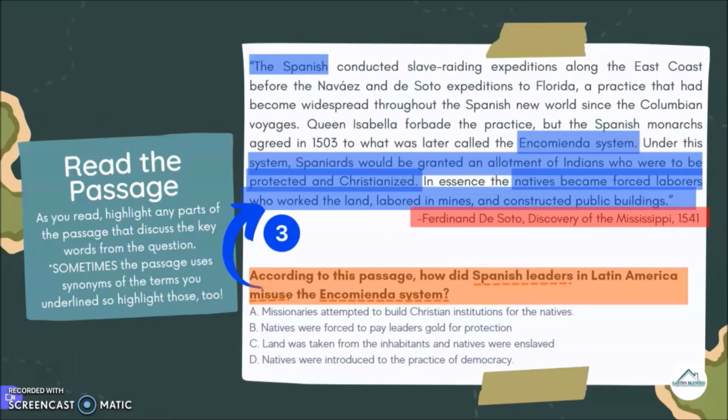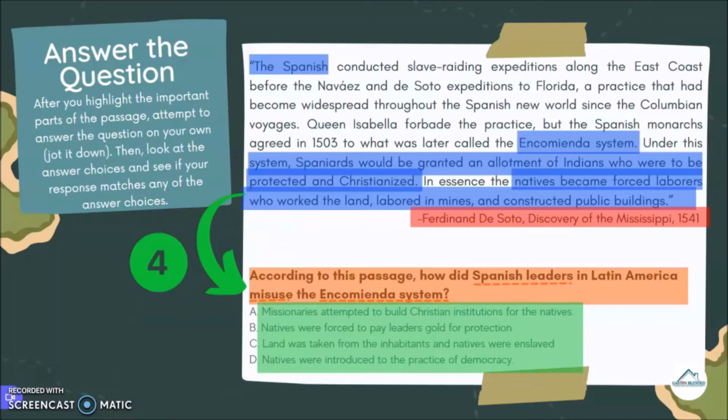Here you notice I've highlighted the Spanish, the encomienda system, and then also what the encomienda system was and what it really ended up looking like for the natives. So the encomienda system was a system that granted Spaniards an allotment of Indians who were to be protected and Christianized. So that's what the system was. However, the natives became forced laborers who worked the land, labored in mines, and constructed public buildings. So, again, I'm looking for what was the misuse.